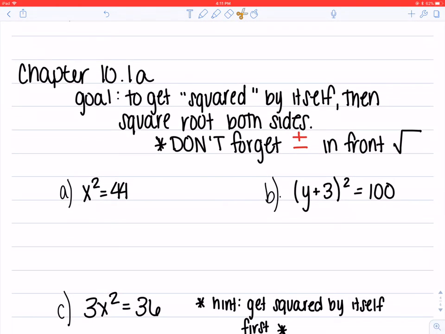So in chapter 10.1a, in the first part, the actual square root method part, the goal is to get the squared number by itself and then square root both sides. That's to get rid of the squared, because squared and square root are what's called inverse operations. A reminder, don't forget to put the plus or minus in front of the square root.